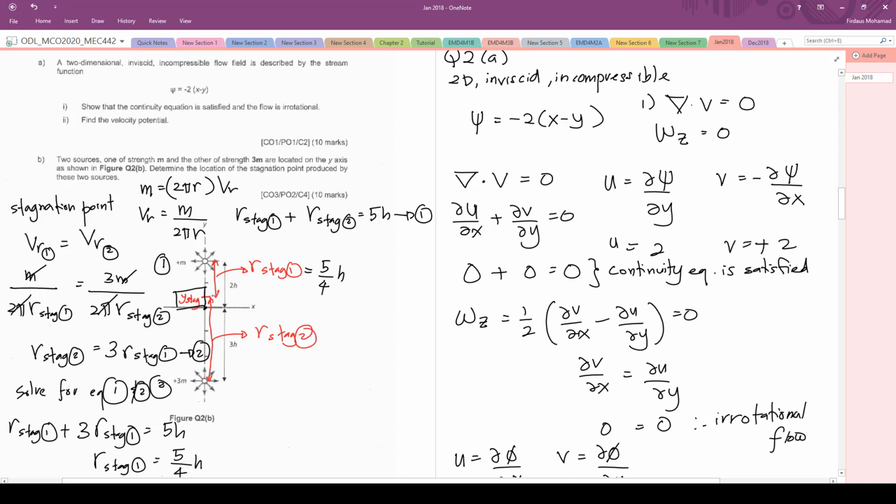In order to find this Y stagnation, it is basically equal to R stagnation 1 plus this, where the height is 2H. So Y stagnation basically equals 2H minus R stagnation 1, which is 5/4 H. So Y stagnation basically equals 3/4 H, or 0.75H. Okay, so the value is positive. So this is the final answer for question number 2b.